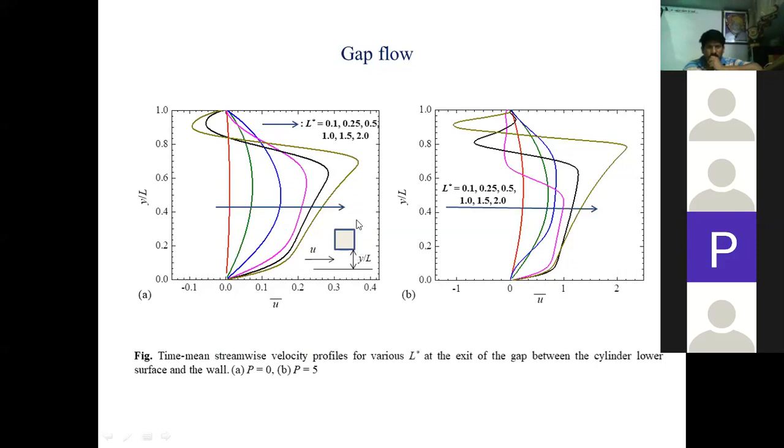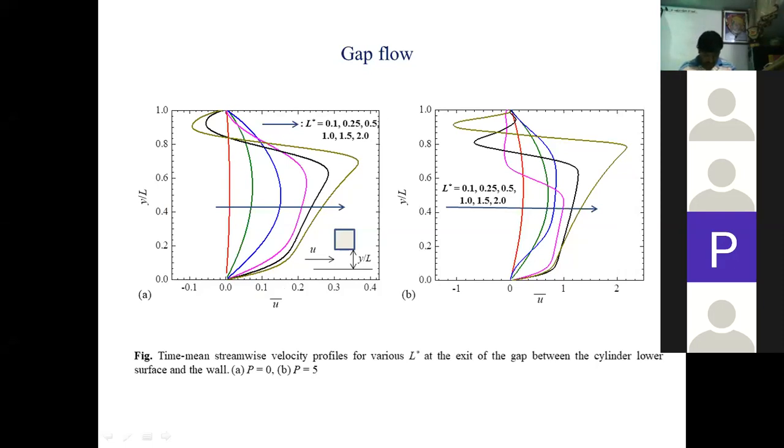It means for larger gap height and larger nonlinearity, the flow is accelerated near the bottom surface. So in figure B, for P equals 5, for higher nonlinearity, you can see the magnitude of this velocity is around 3.5 for P equals 0, and for P equals 5, for higher nonlinearity, this is around 2 point something. I mean it is remarkably changed by increasing the nonlinearity at the inlet.